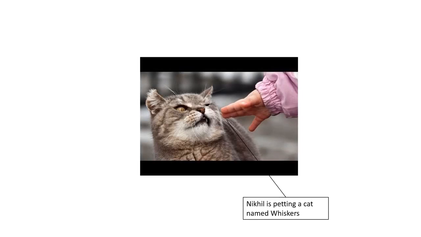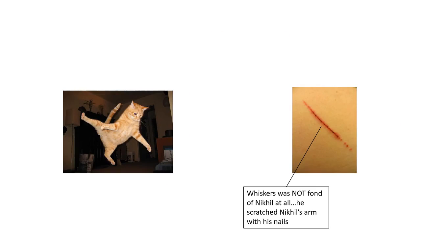So one fine day, Nikhil was walking home when he saw his neighbor's cat, Whiskers. Now, Nikhil treated Whiskers like any other cat. However, to Whiskers, Nikhil was an arch nemesis. Nikhil went ahead and tried to pet Whiskers. Whiskers was not really fond of Nikhil. As soon as Nikhil touched Whiskers, he attacked Nikhil and scratched his arm.